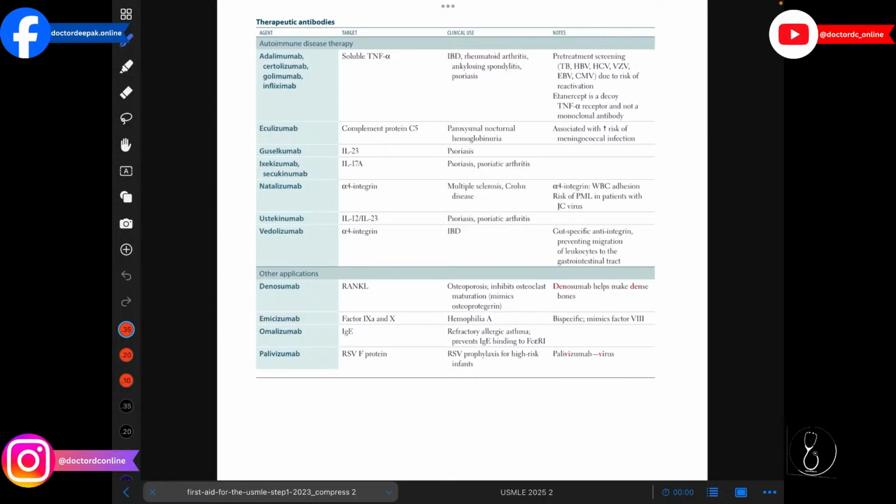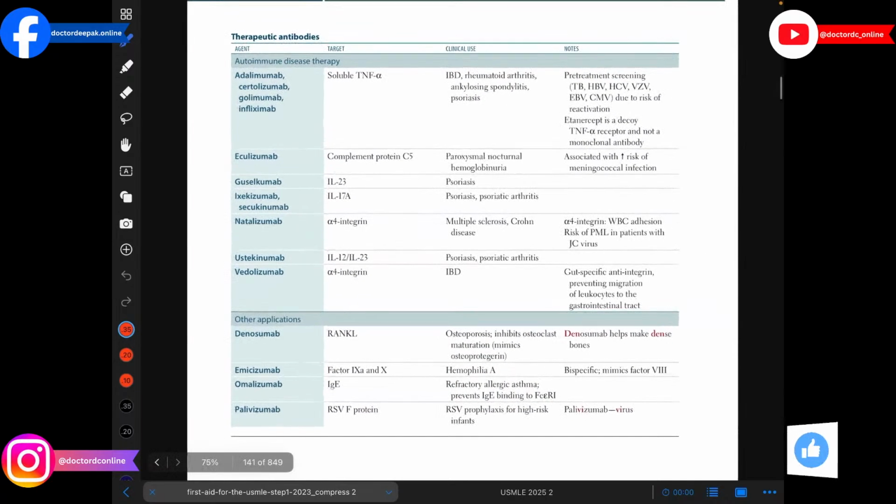We are having some more monoclonal antibodies like adalimumab that targets soluble tumor necrosis factor alpha. For that, before giving these drugs, we have to do pre-treatment screening of TB, hepatitis B, C, and viruses due to risk of reactivation of these things.